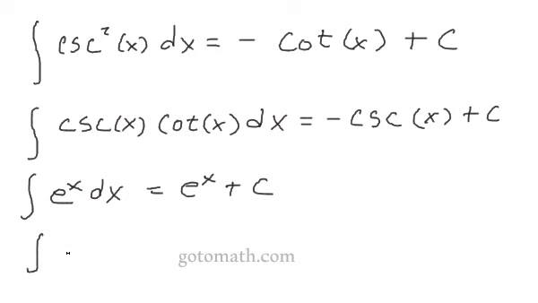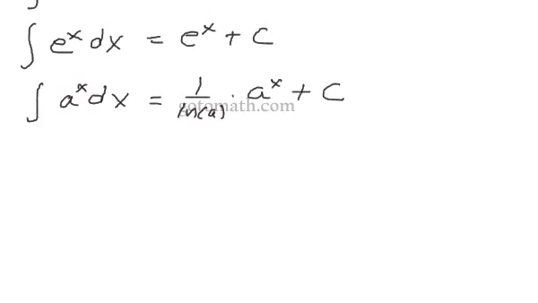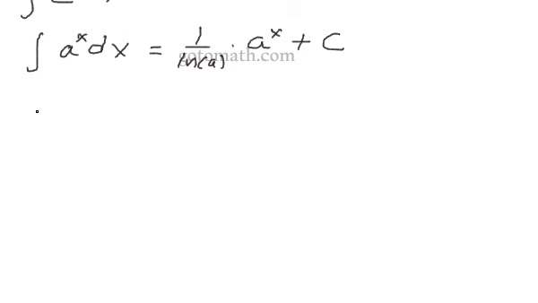We have the integral of a, some number, raised to the x dx, and that's going to be equal to 1 over the natural log of a times a to the x plus c. Okay, so you've got to remember how to take the derivative of a raised to the x power in order to get back the integrand here.